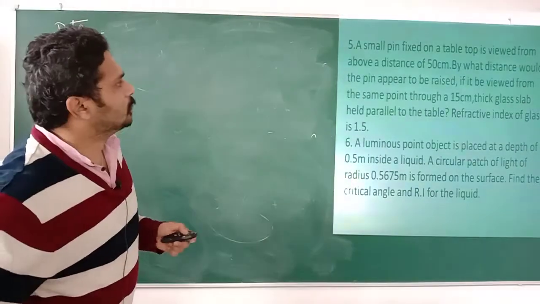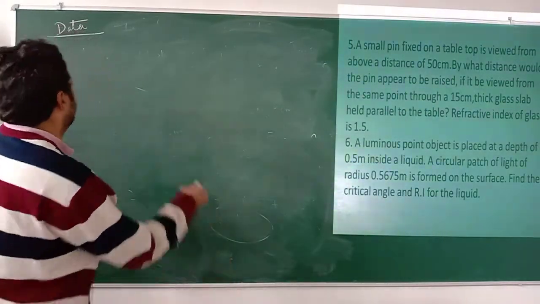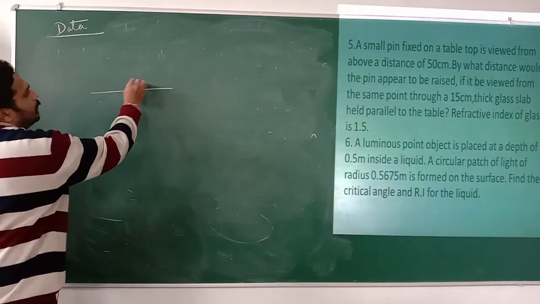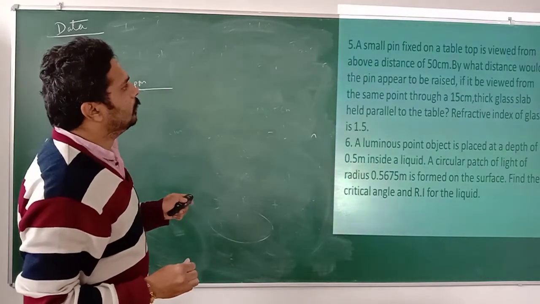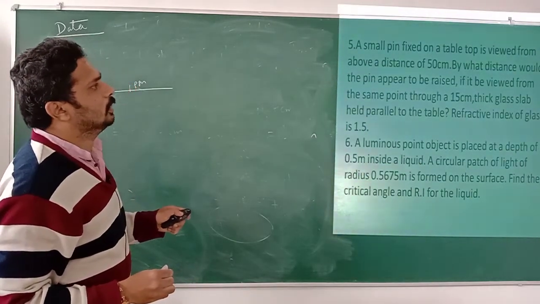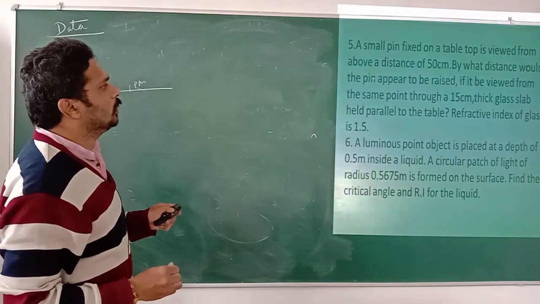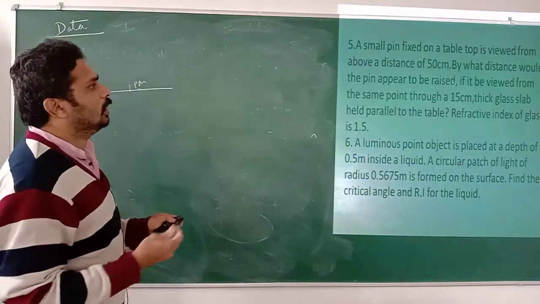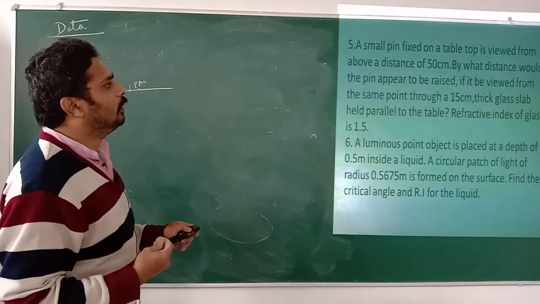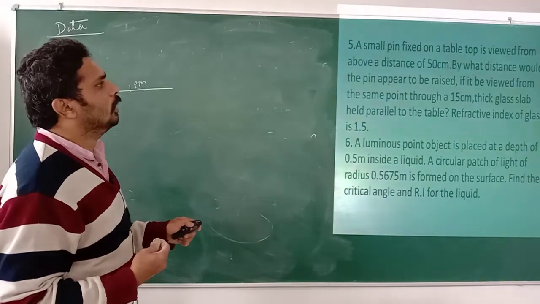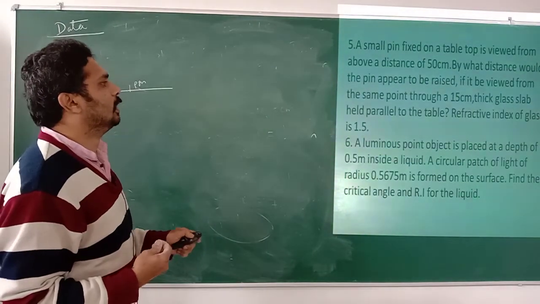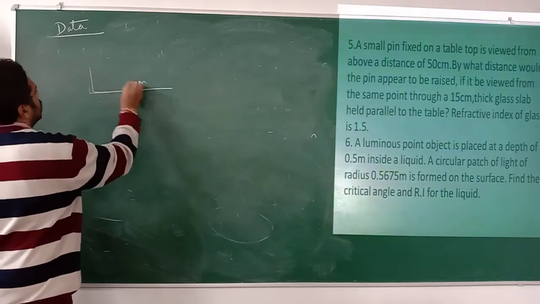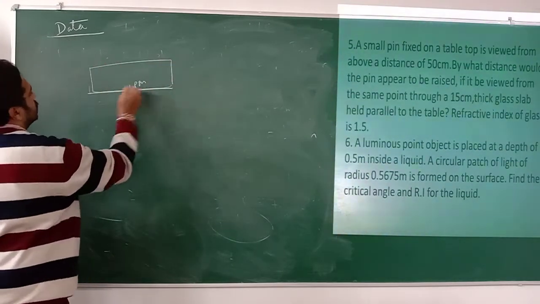Here, a small pin fixed on a tabletop. So imagine yourself, this is the tabletop. Here they fixed the small pin, viewed from above at a distance of 50 centimeter. You have to calculate by what distance it is raised if it is viewed from the same point through a 15 centimeter thick glass slab held parallel to the table. Suppose this is the table, we are using a thick glass slab.